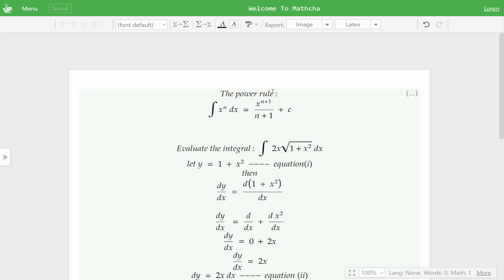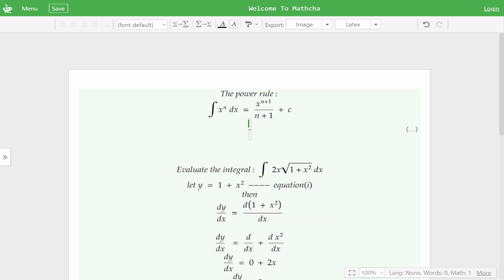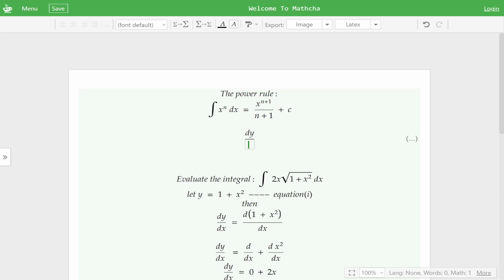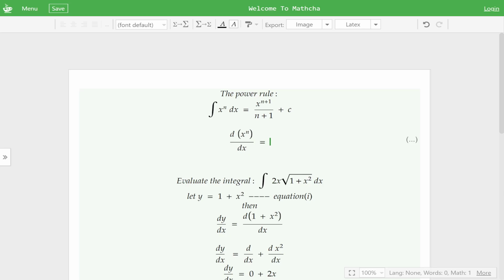Let me write the power rule for the derivatives as well. For derivatives, the power rule is like: the derivative of x to the nth power with respect to x is going to be n times x raised to the power of n minus 1. Simply, this is the power rule for derivatives, and this is the power rule for antiderivatives, right?